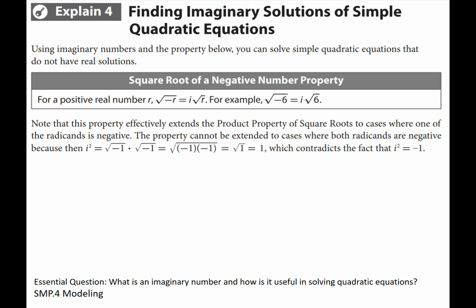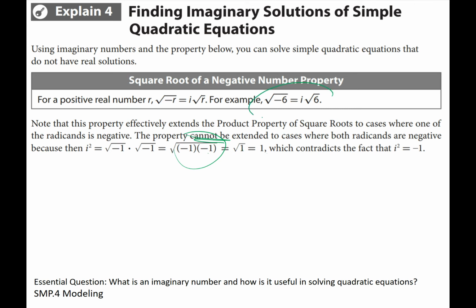Note that this property effectively extends the product property of square roots to cases where the radicand is negative. The property cannot be extended to cases where both radicands are negative, because i squared equals the square root of negative 1 times the square root of negative 1. If you multiplied the radicands, you'd get the square root of 1, which is 1, and that contradicts the fact that i squared equals negative 1.